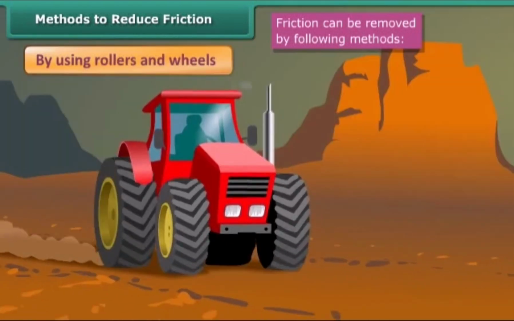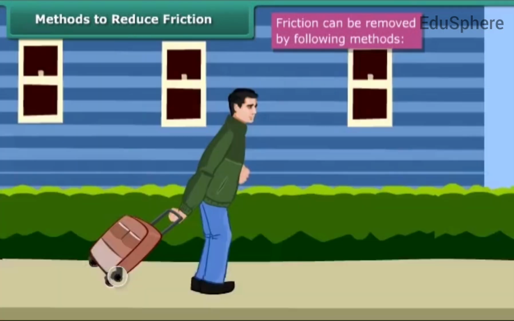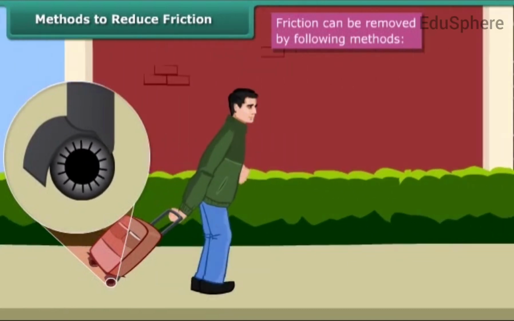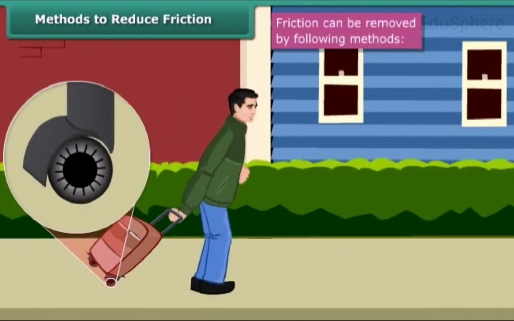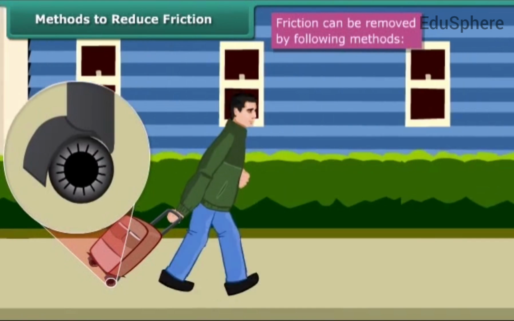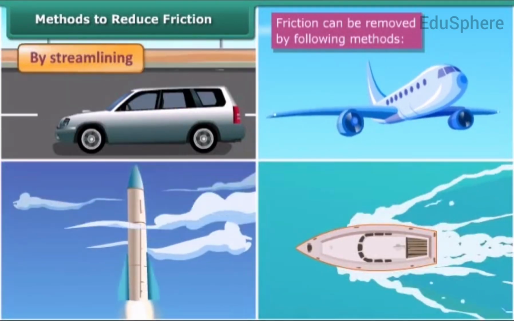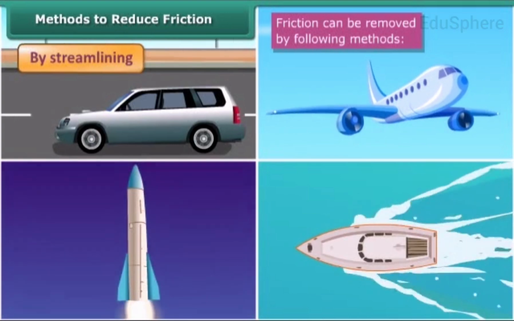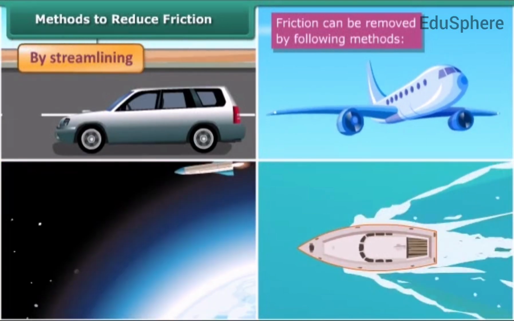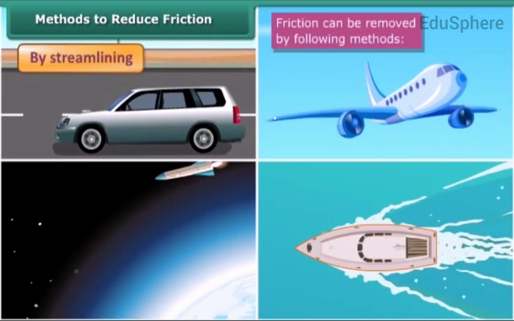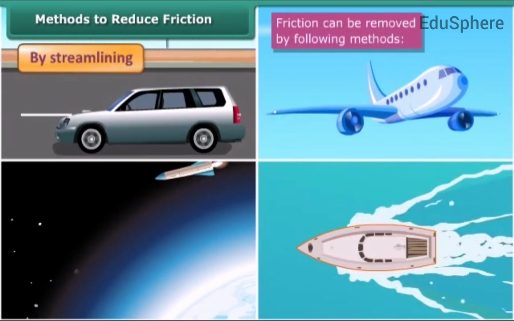By using rollers and wheels. Many heavy objects like big suitcases are provided with small wheels called rollers to reduce friction so that they can be carried easily by pulling. By streamlining. The bodies of cars, aeroplanes, and rockets are streamlined to reduce the air friction. The bodies of boats and ships are also streamlined to reduce the friction of water.